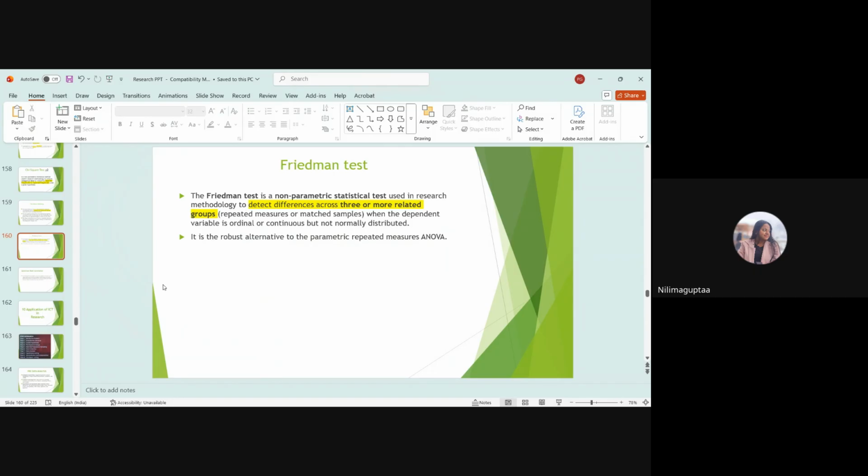Okay. Then, sorry, to detect differences across three or more related groups, repeated measures or matched samples, when the dependent variable is ordinal or continuous but not normally distributed. This is an alternative for ANOVA. ANOVA is also one of the very famous tests.